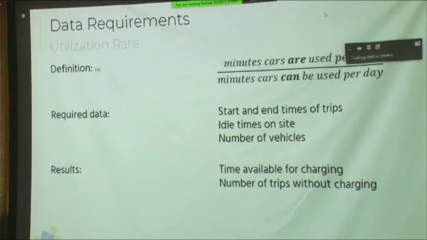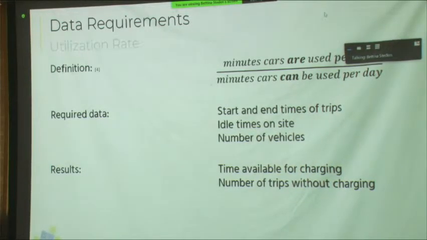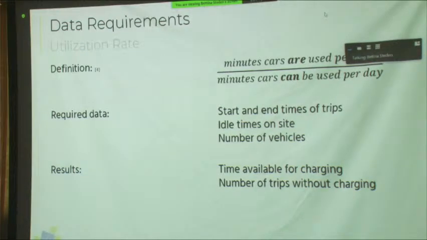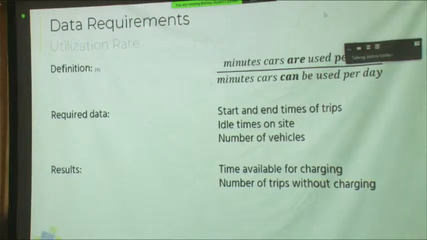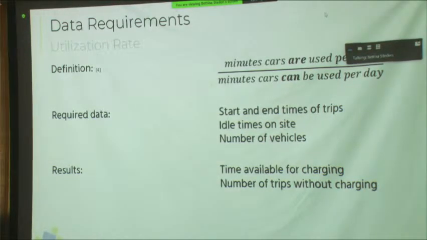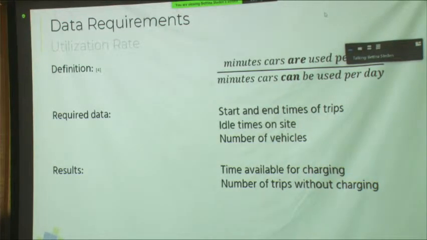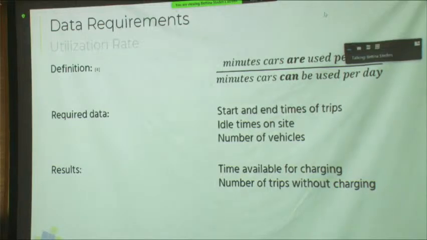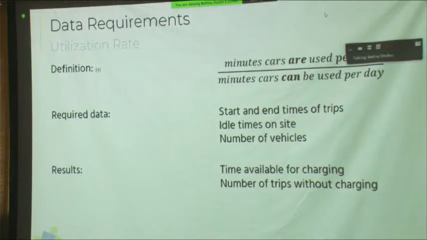The utilization rate as the second indicator is defined as the minutes the car can use per day, the hours per day divided by the minutes the car can use a day. So to analyze this, we need data on the start and end times of all trips, as well as the time where the car is idle on site and available for charging. As I said, this will result in an estimation of the time where the vehicle is available for charging, or the number of trips that have to occur without a charging operation in between.